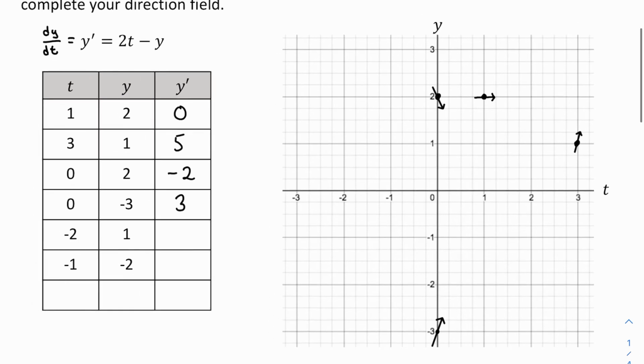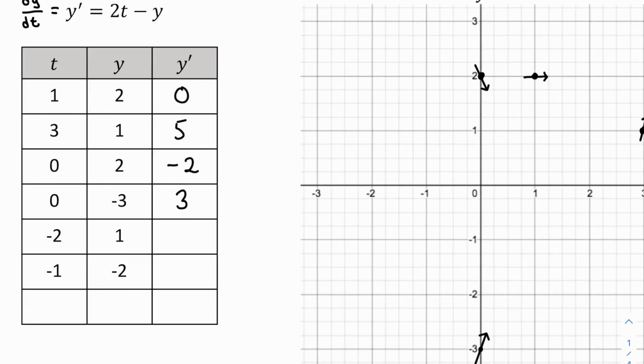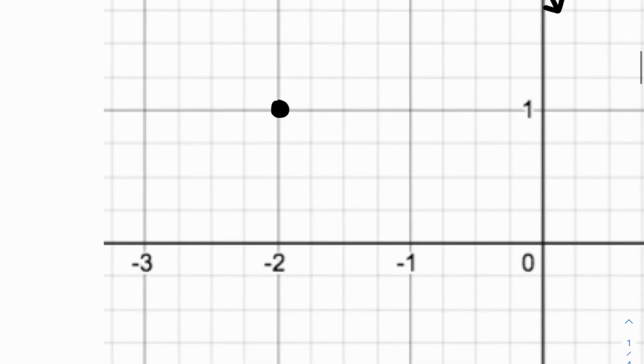Continuing with this, -2, 1. -2 goes in for t, and 1 goes in for y. So we wind up getting -5 as a slope. -2, 1 is right here. And the slope would be -5. So that's over 1, down 5. So it takes me right there. So I'm going to draw that line first. I'm going to erase that stuff. So something like that.